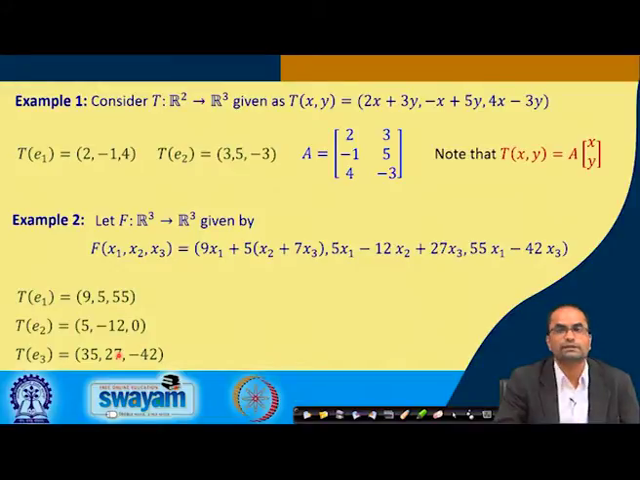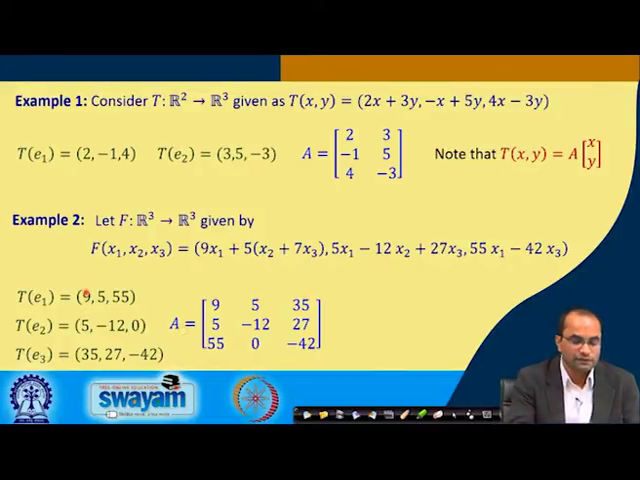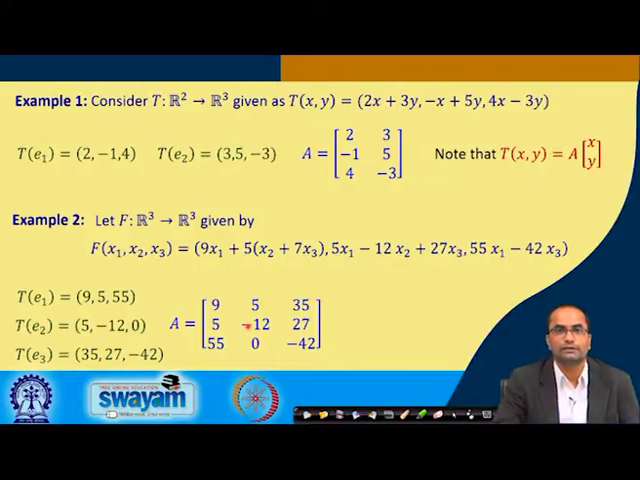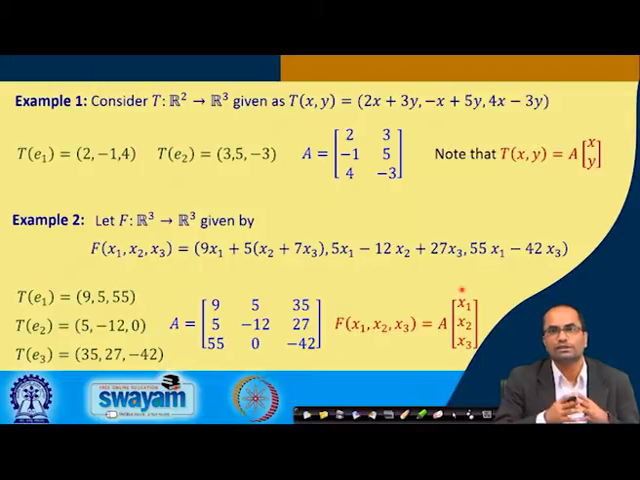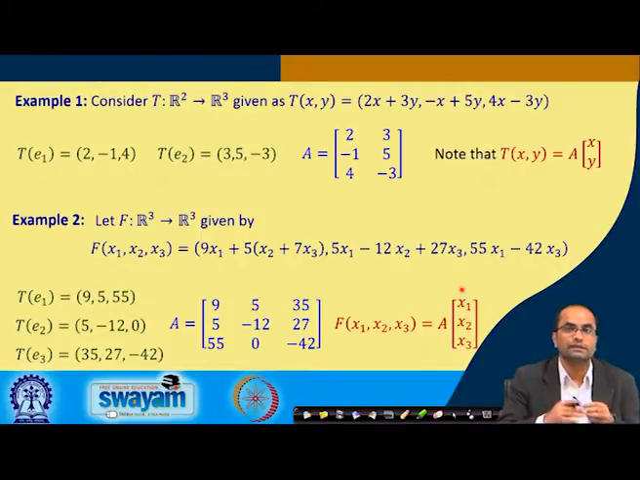Then T E 2 and T E 3 we can apply on the standard basis, and then we can place them in the columns. That will be exactly our matrix here: 9, 5, 55, then 5, minus 12, 0, and 35, 27 and minus 42. So, we have this matrix A, and that will define the given linear map as a matrix vector product. Again, working with matrices is much easier. So, this is one way where we can represent a linear map with the help of matrices.